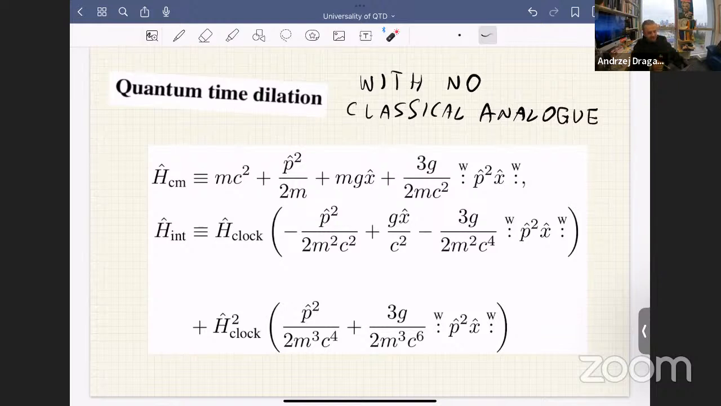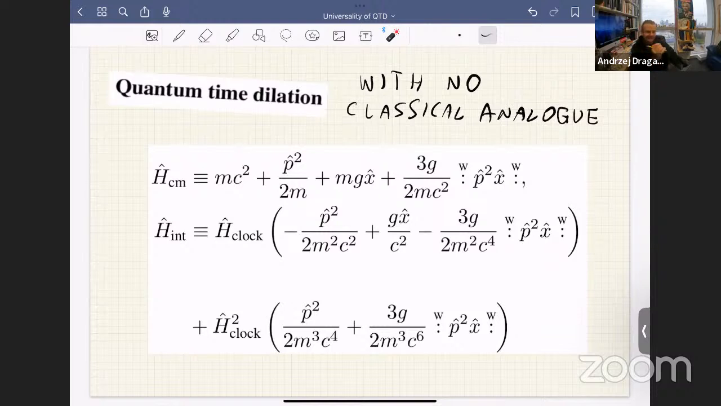Now, of course, there will be no universality here, because as soon as gravity is involved, there is no universality. But in principle, you could ask the question, what is the effect of such a weird superposition on the rate of the clock? And special relativity, a classical theory, will not give you the answer. You have to go to quantum theory. So this is quite a new, interesting effect.